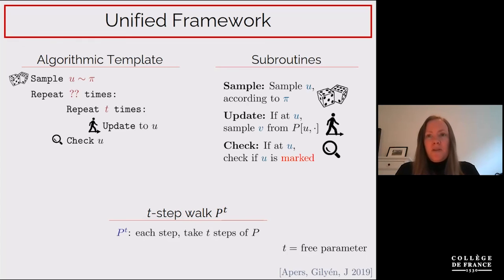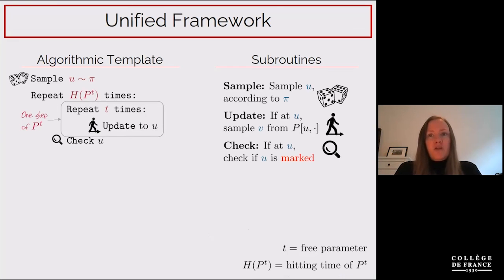Okay, so basically what this means is that the distribution we get if we start at u and take t steps according to P is how we'll choose the next vertex when we take 1 step of P to the t. So repeating t times the updating actually corresponds to a single step of P to the t. But now, since this loop is just taking 1 step of P to the t, we know how many times we need to do this: just the hitting time of the walk P to the t.